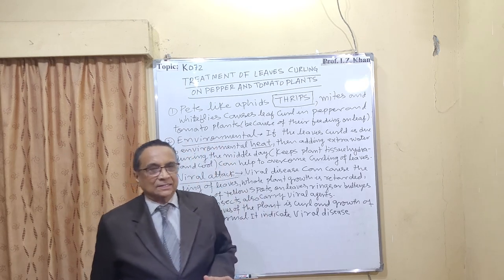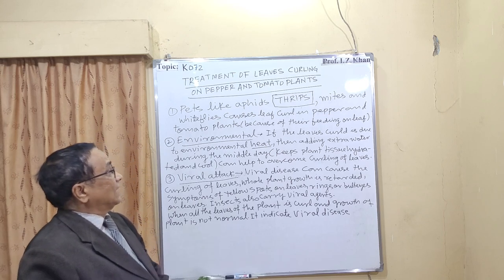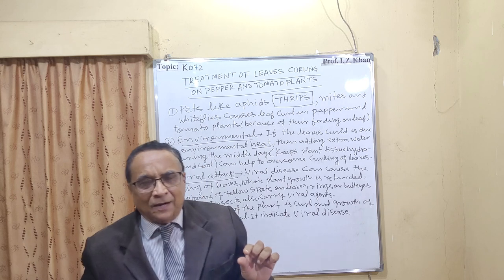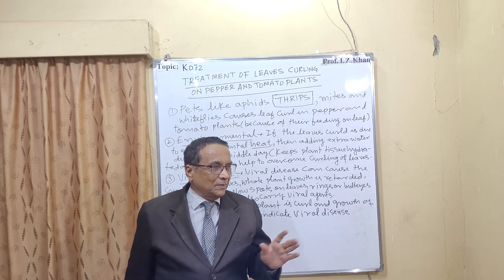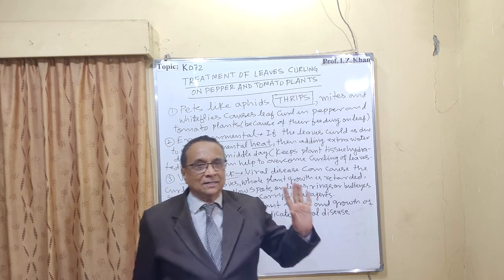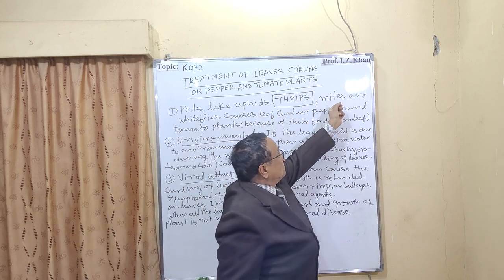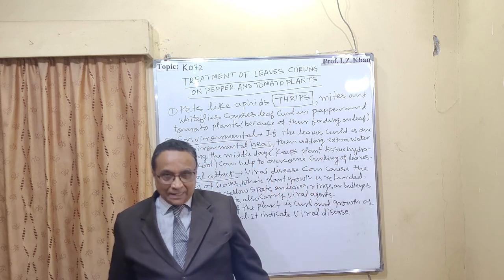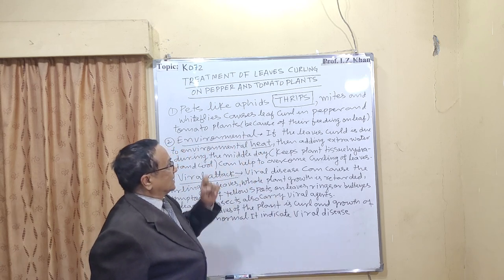So here these three factors are given. The first one is pests like aphids and thrips. Thrips is very common in Borno state. It's a cylindrical type of insect with wings, and it has 5,000 to 6,000 species, and they are very common and their attack is everywhere. Especially the thrips and mites, I call them the younger brother of the spider. They are very common, and these two types of pests and insects are attacking.